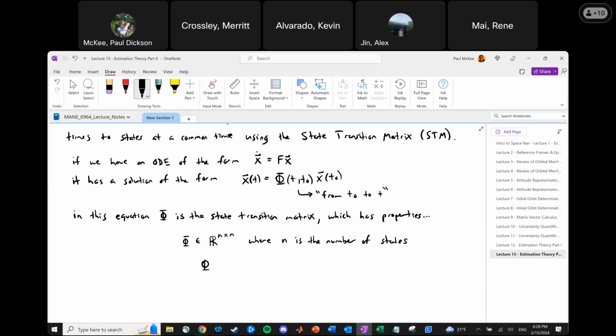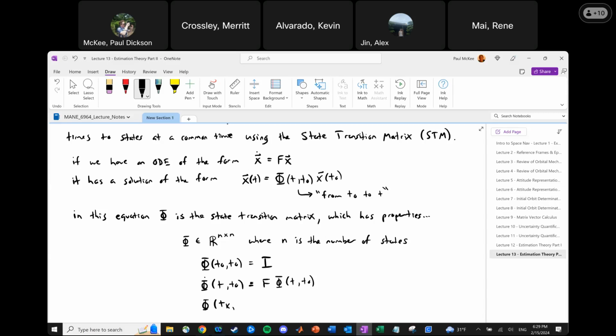Phi from t0 to t0 is nothing, right? You're mapping from the initial time to itself. Well, that ought to just be the identity matrix, which it is. Here's another fun one. Phi dot from t naught to t is equal to f times phi from t naught to t. So it's interesting how it has the same relationship that the state does. If the derivative of the state is f x, the derivative of the state transition matrix is f times the state transition matrix. Fascinating.